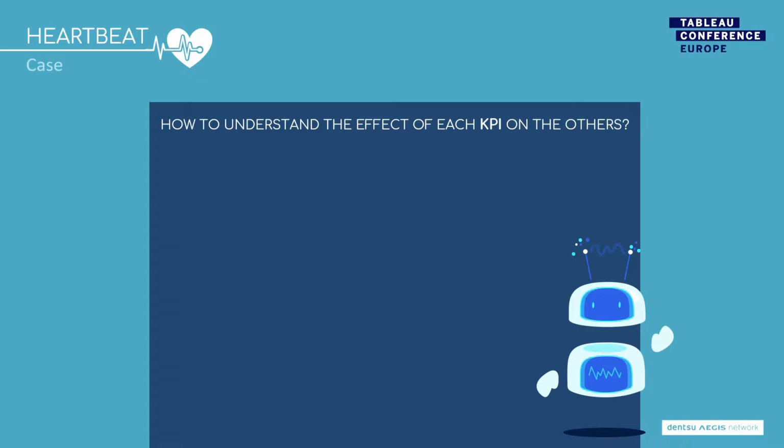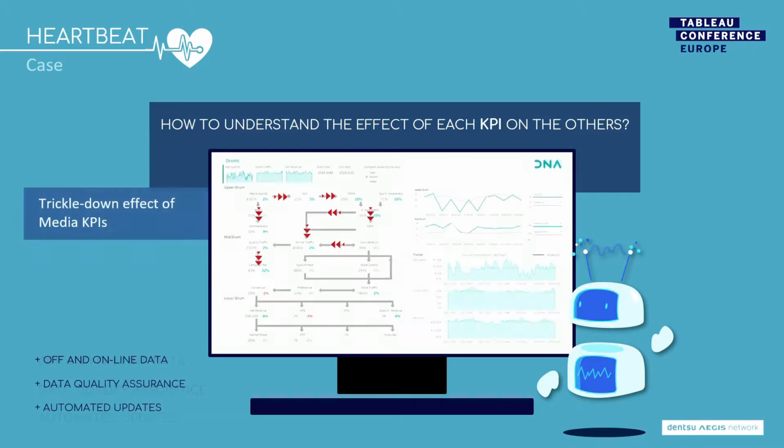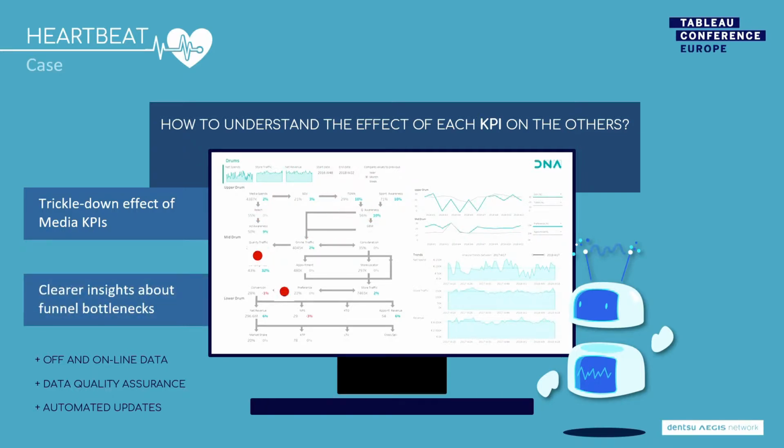That meant that we had a lot of offline and online data. We needed to do a lot of data quality assurance because we had lots of data sources as well, and we needed to do automated updates. So this was the basics for this dashboard. But we needed to show visually this trickle-down effect, this effect of KPIs influencing one another.